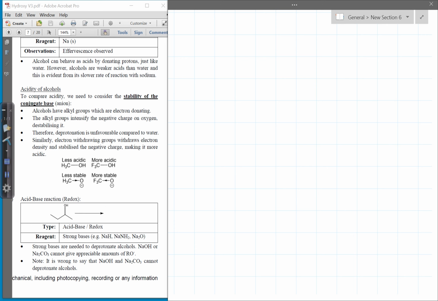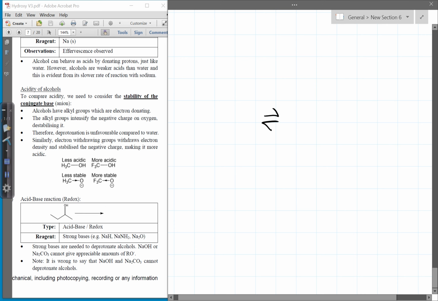Because remember, acid-base is equilibrium, correct? When you talk about equilibrium, there's no 100% undeprotonated or 100% deprotonated, right? It's close to 100%, but it's wrong to say that it cannot deprotonate, right? So for this reaction, you will generate this species with your Na plus.